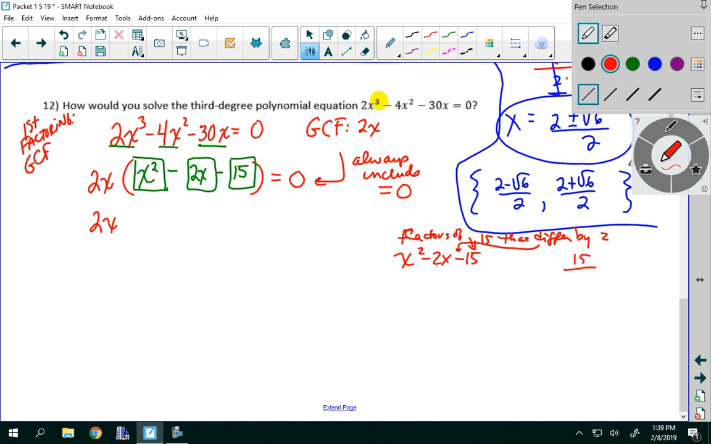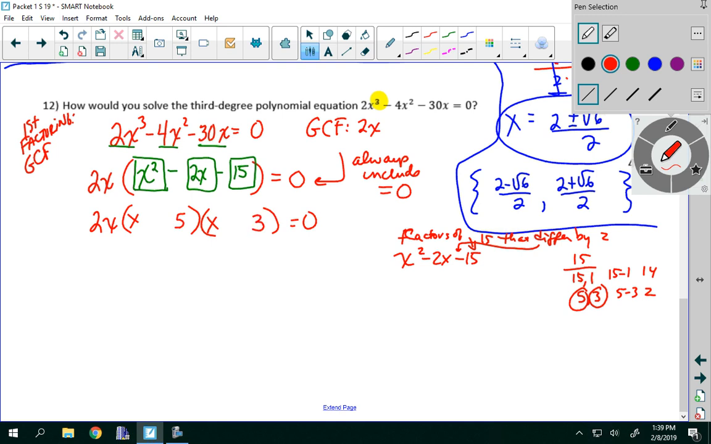So in my head, I know that the only factors of 15 are 15 and 1, and 5 and 3. But 15 and 1 differ by 14. 5 and 3 differ by 2. So I know I'm going to be using a 5 and a 3. So I'm really happy. I come back here. I set up my 2 parentheses. I put x in the first term. And I know it's going to be a 5 and a 3.